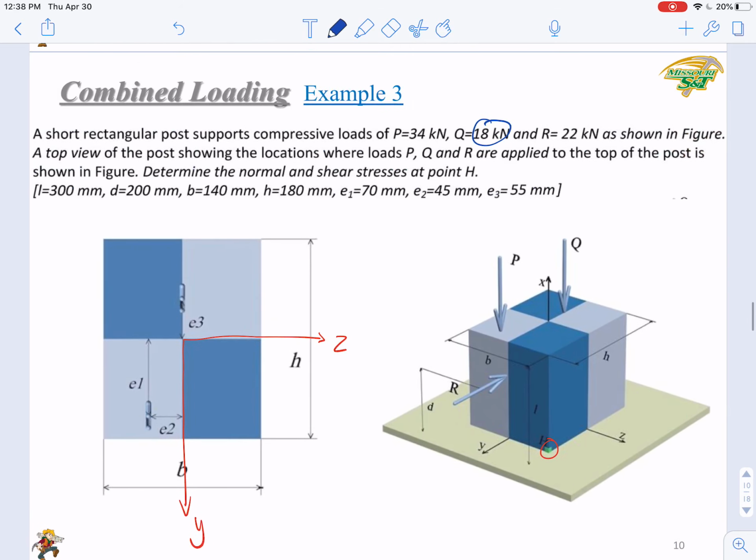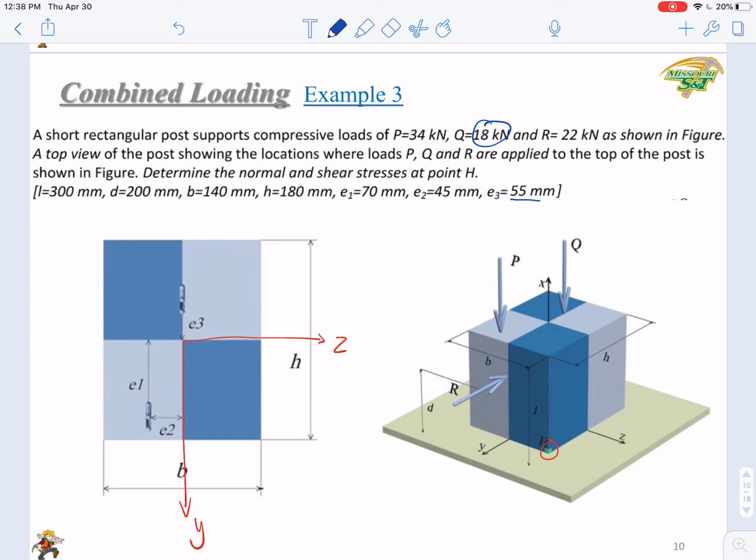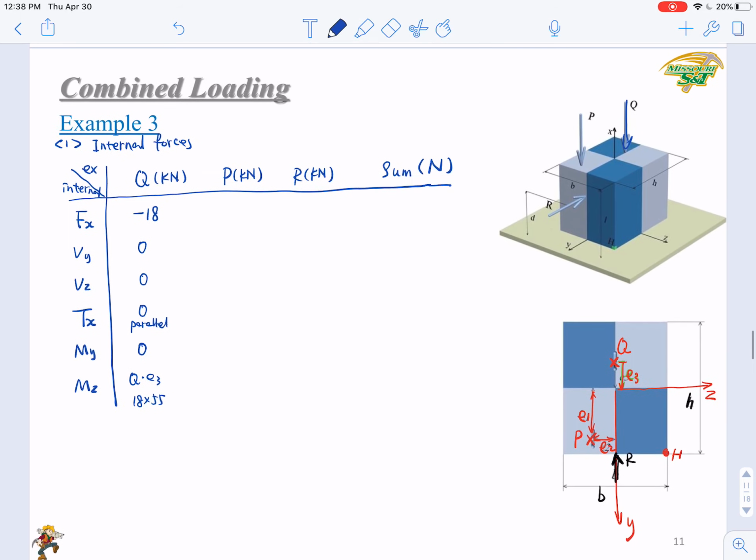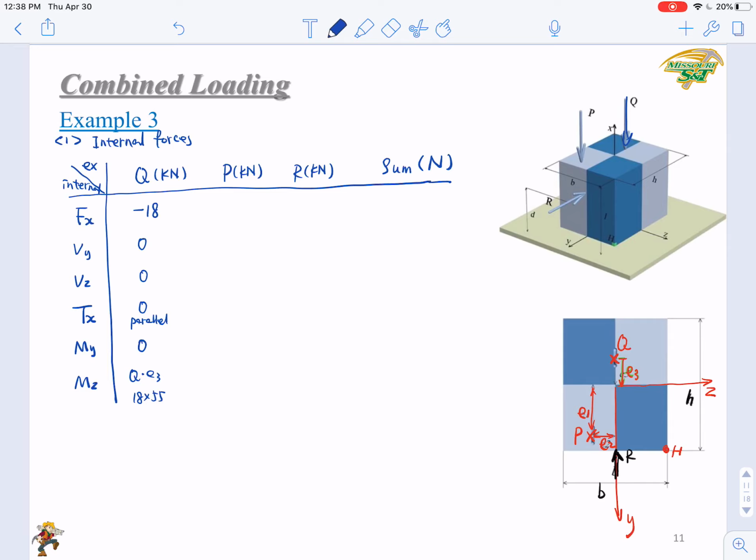E3 is 55, okay? Then let's look at P. Well, does P make Fx?